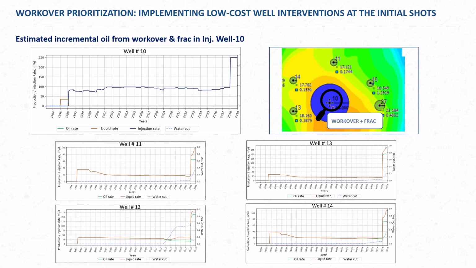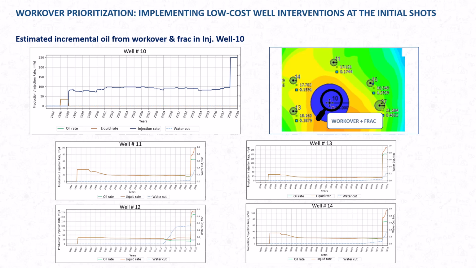So on a very simple technological level, with an example of workover here in well number 10, we can fix the channeling, which we do see in well number 10. Then we can increase the injectivity with a frac job on well number 10, which would allow us to inject several hundred cubic meters more into this well and into the right layer.